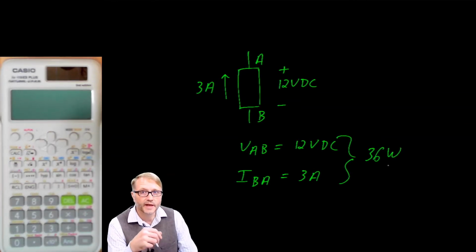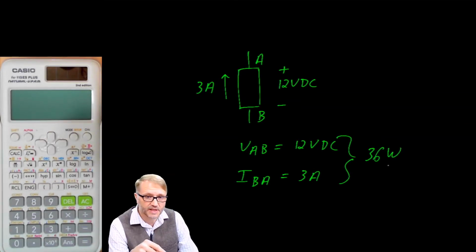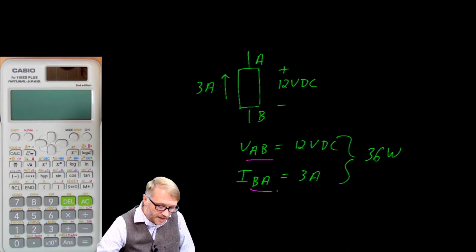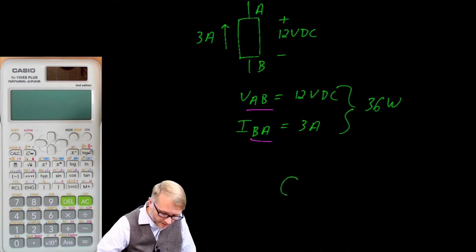Now the trick is you have to ask yourself, is this being supplied or is this being consumed? If the subscripts are different, then the power is being supplied. Here's another way of looking at that.